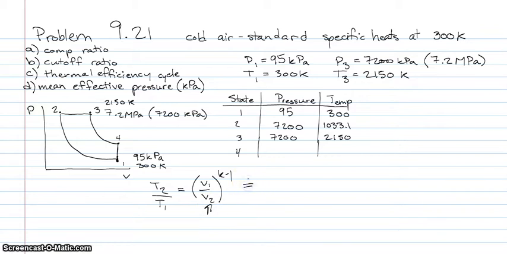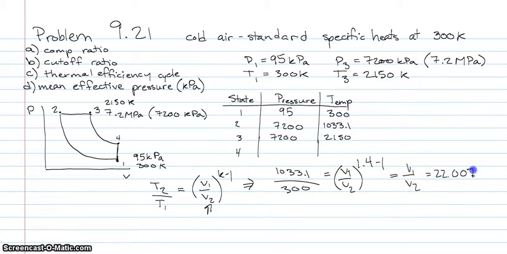So we'll plug in what we know. We've got the temperature at state 2, 1033.1, which we just calculated, over the 300 Kelvin from state 1. And then we've got our compression ratio over 1.4 minus 1. And when you solve it all out, you're going to get the compression ratio to equal 22.007.